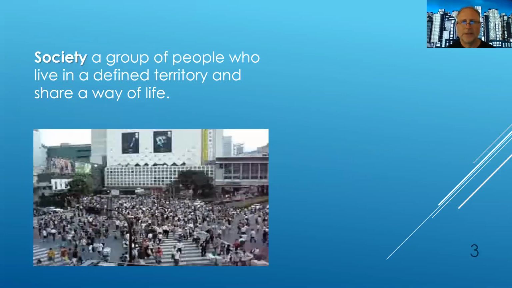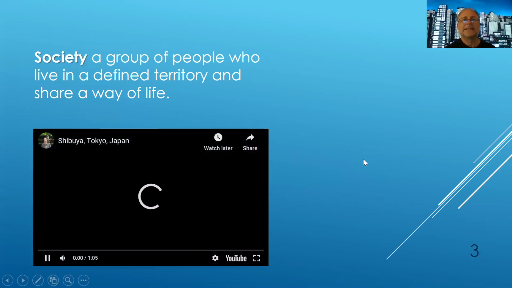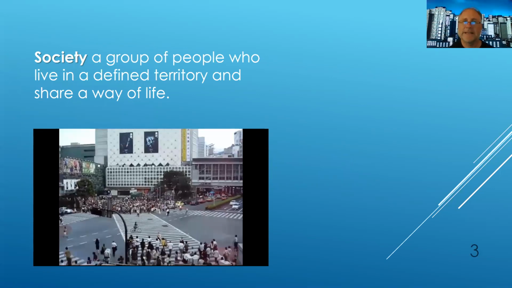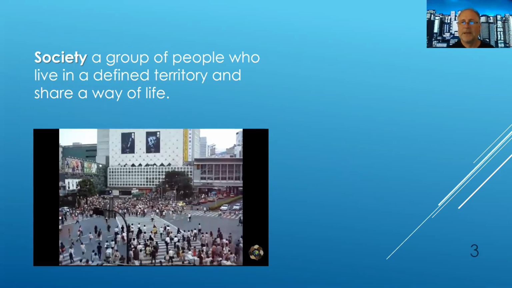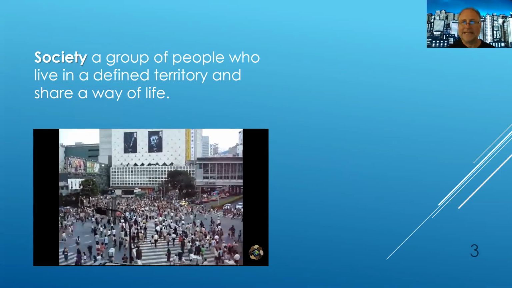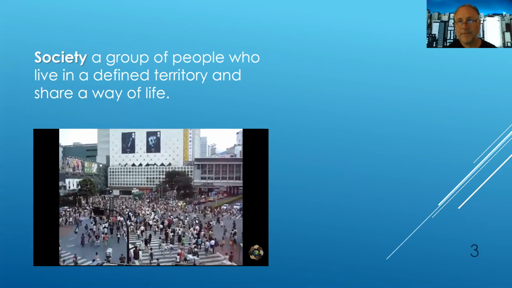Let's start by defining the word society. Society is defined as a group of people who live in a defined territory and share a way of life. So examples that we can look to would include the United States, Brazil, and China, okay?